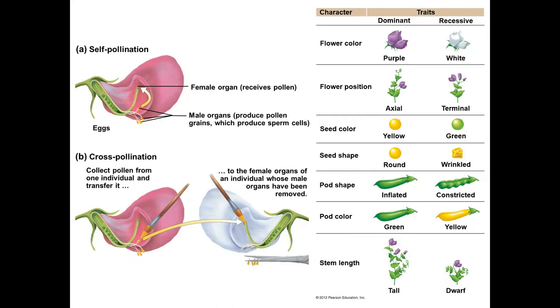Here, looking at Mendel's pea plants, you can see how easy it is to manipulate the pea plants. You can allow them to self-fertilize. The sperm that's going to be released by the anthers of the flowering plant will attach to the female organ of the plant, the stigma, and that flowering plant will then be fertilized by the sperm.